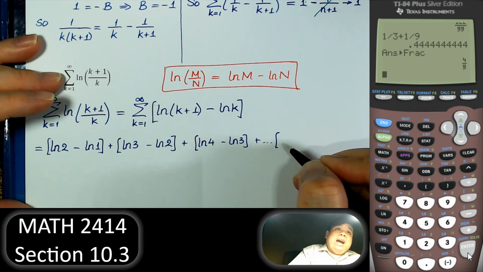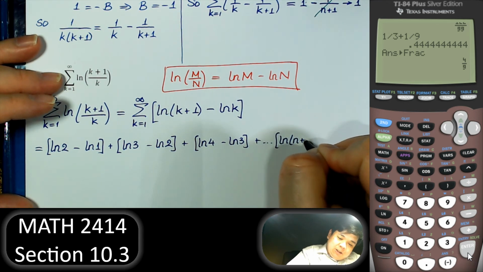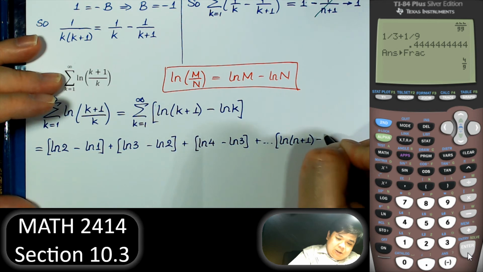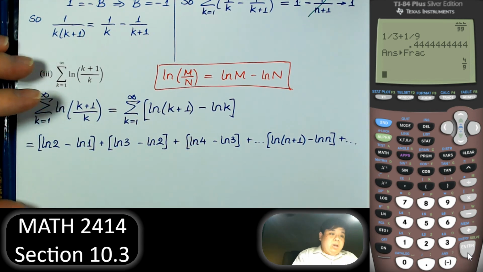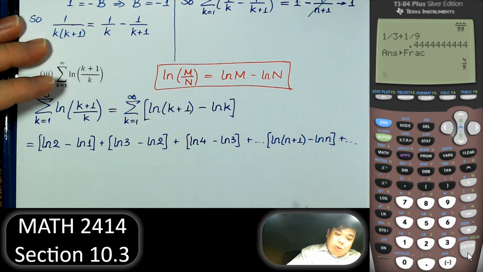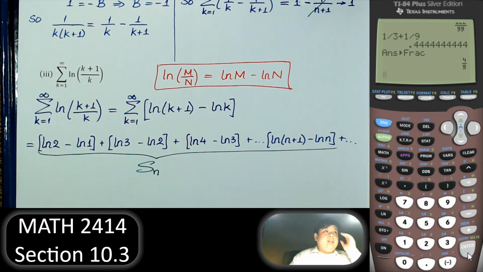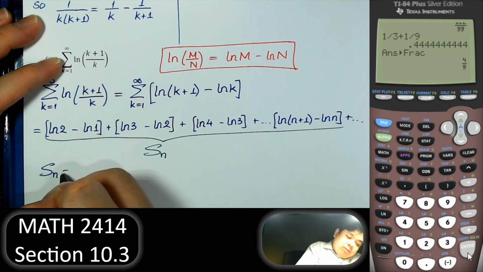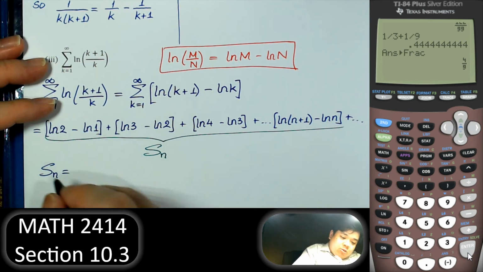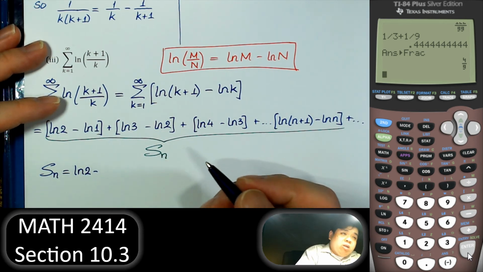How about we put n in there? And that series continues. So when we put up to n, this is the partial sum s of n, the sum of the first n terms. So let's now write this out without the bracket: ln 2 minus ln of 1, which is 0.